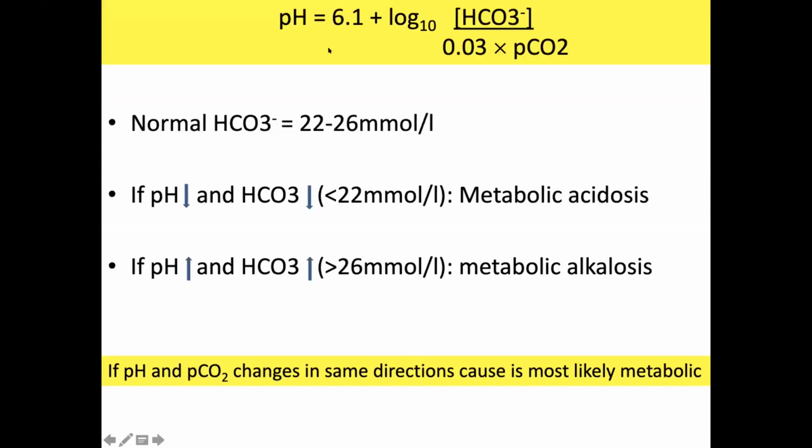With this equation, we also know that bicarbonate and pH are proportional to each other. So if bicarb goes down, pH goes down. If bicarb goes up, pH goes up. So if these are moving in the same direction, or even if PCO2 and pH are also moving in the same direction, if bicarb, PCO2 move in the same direction with the pH, then the primary cause is metabolic and not respiratory. For respiratory being a cause, PCO2 and pH have to move in the opposite direction.